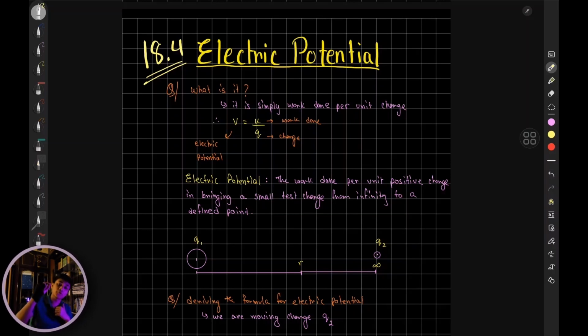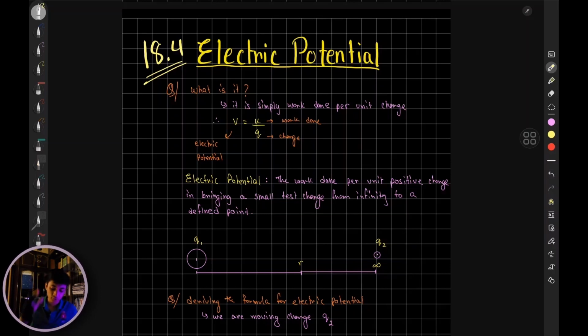In this case, we are going to talk about only one unit charge. So you're talking about 1 coulomb of charge. In all of the cases when you're going to work with electric potential, that is going to give you the value of energy needed to bring a unit charge from infinity to a defined point.